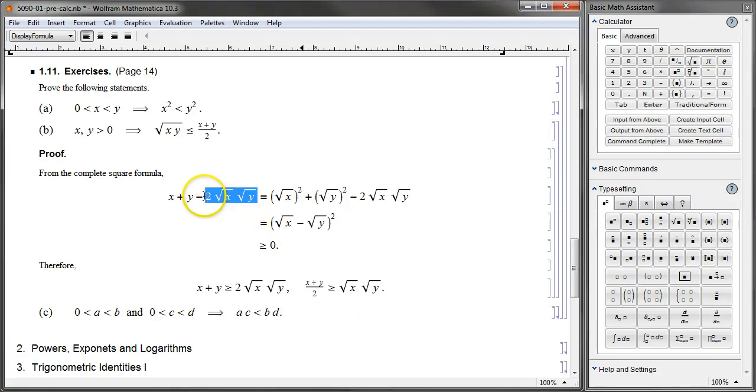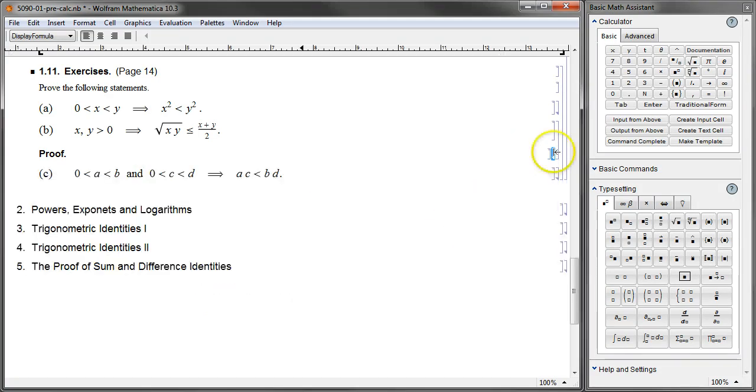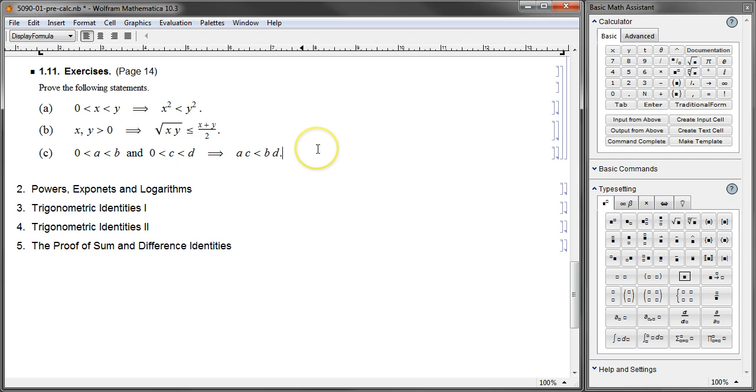Flipping this quantity to the other side, we have this, and then dividing everything by 2, we get what we want. Final problem, how about this one? They're all positive, and a is less than b and c is less than d, then ac is less than bd. Well, again, we'll have to multiply a certain number here and a certain number there, but what numbers? We have to select something clever.